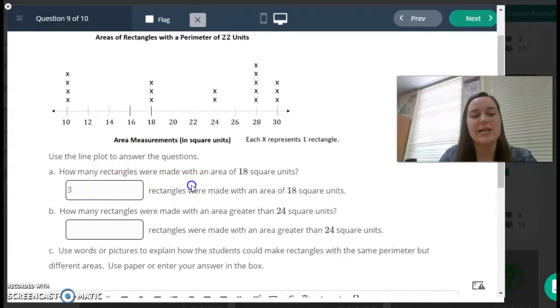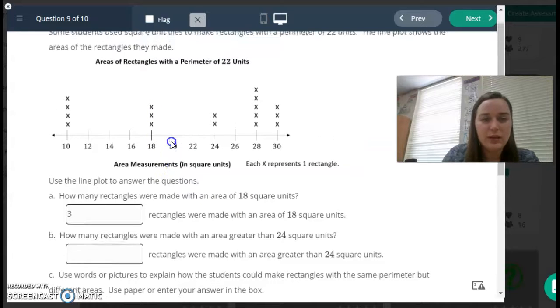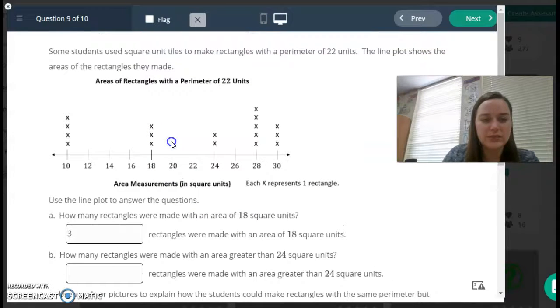Now for this one, wording is important. If they had said with at least 18 squares, we would have to count all of these as well. But they just want one with an area of 18 squares, so only 18.